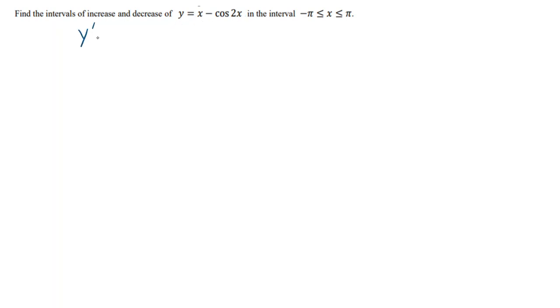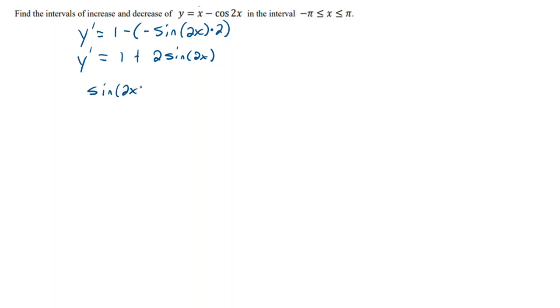So that would be y prime is equal to, derivative of x is just 1, minus, and then derivative of cos is negative sine. So we have negative sine 2x, and then don't forget to multiply by the derivative of the inside, which would be 2. Okay, cleaning this up, we get 1 plus 2 sine 2x. Now if I just rearrange for sine 2x, we get sine 2x is equal to negative 1 over 2.